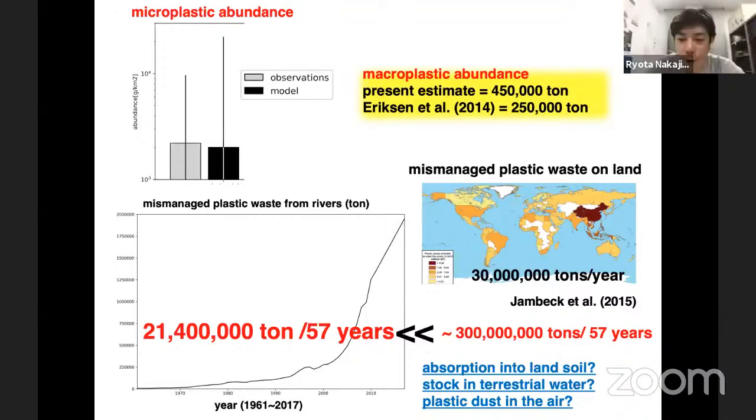Okay, thank you. Now we have a question from Prabhakar, asking how you explain the difference between the observed plastic in the ocean around Japan and the very low estimation of mismanaged waste from rivers, from Lebreton 2017. Sorry, how do you explain the difference between the ocean plastic around Japan?